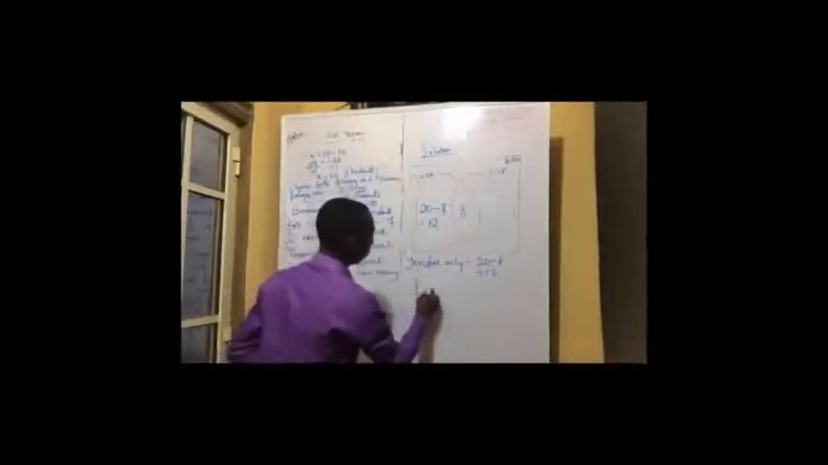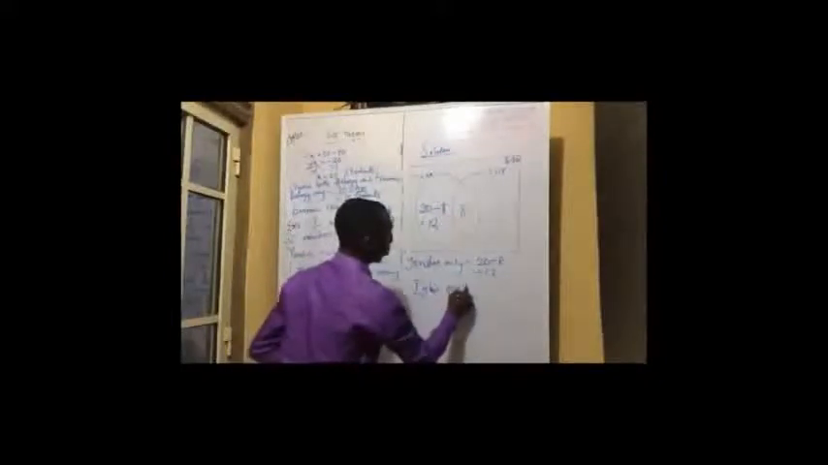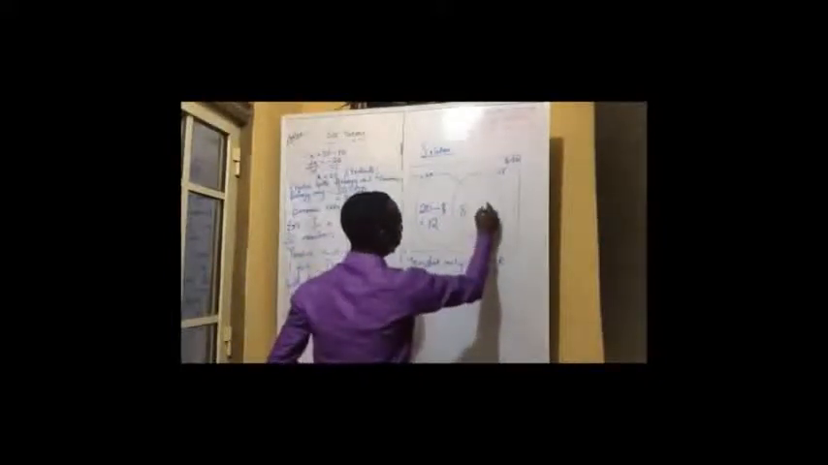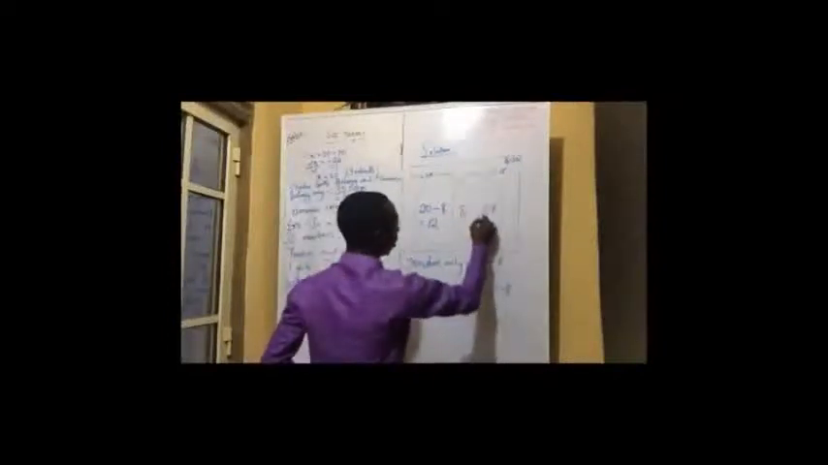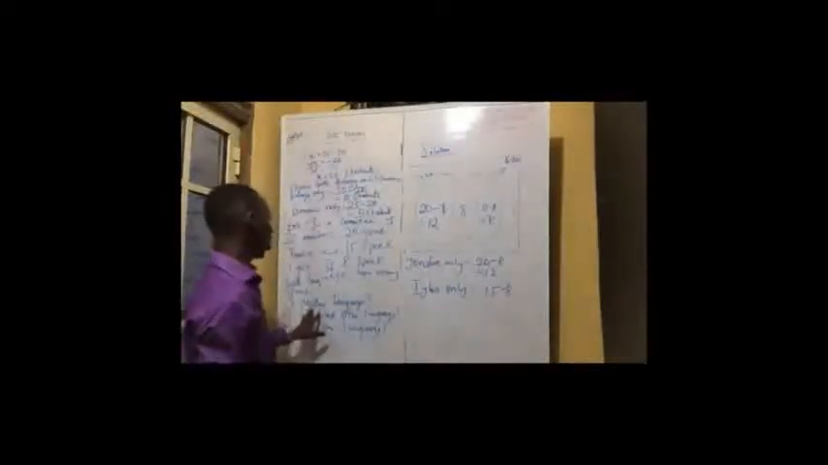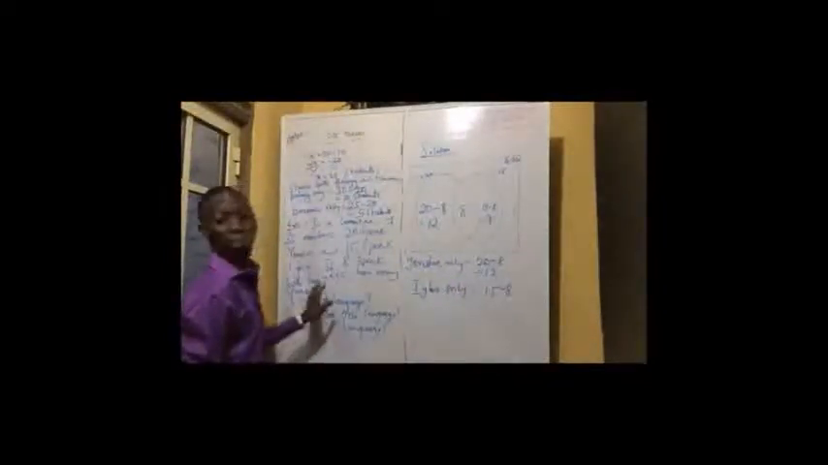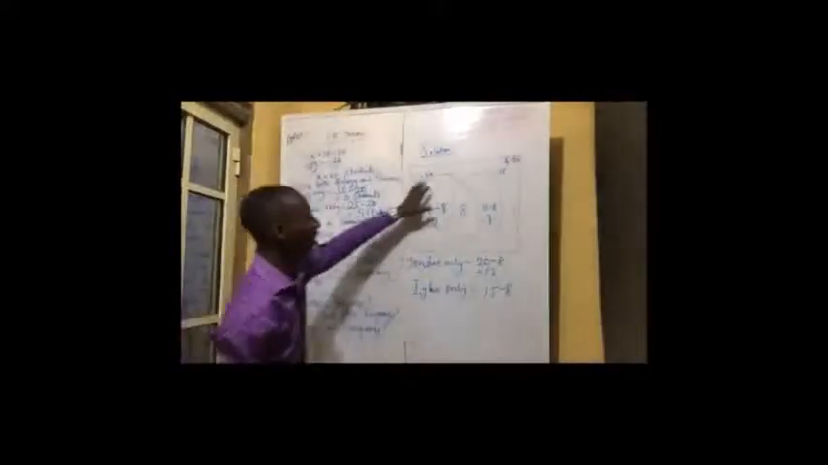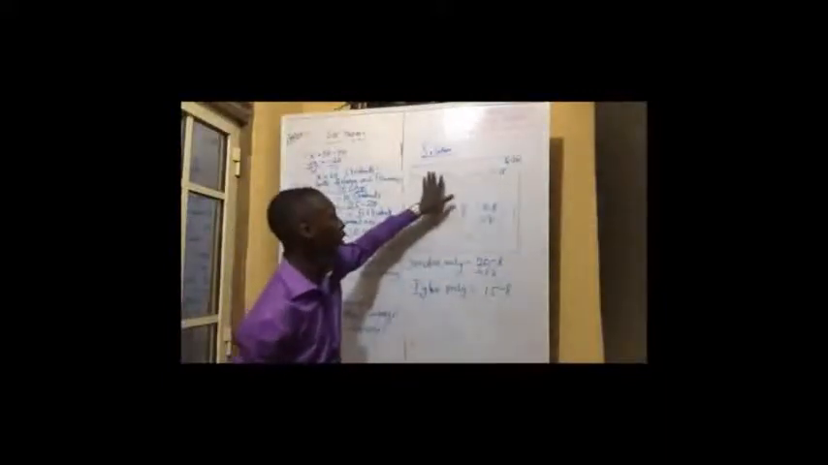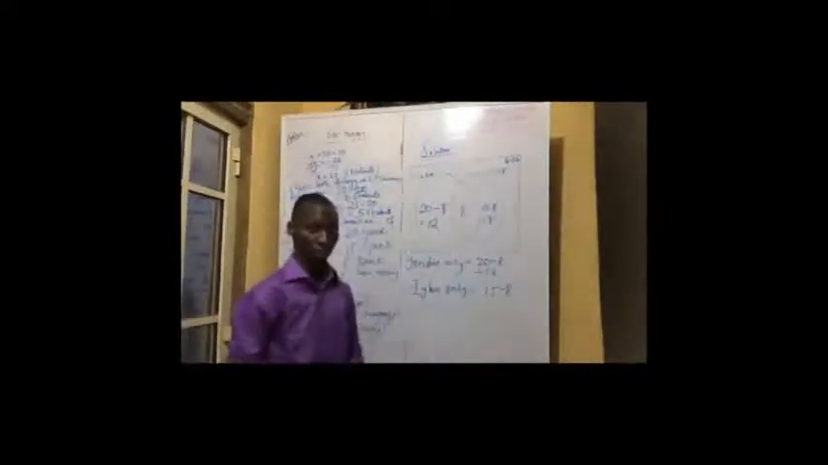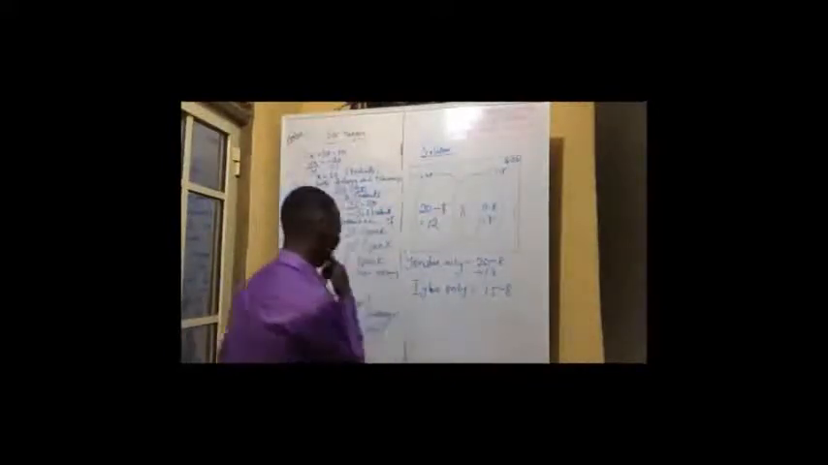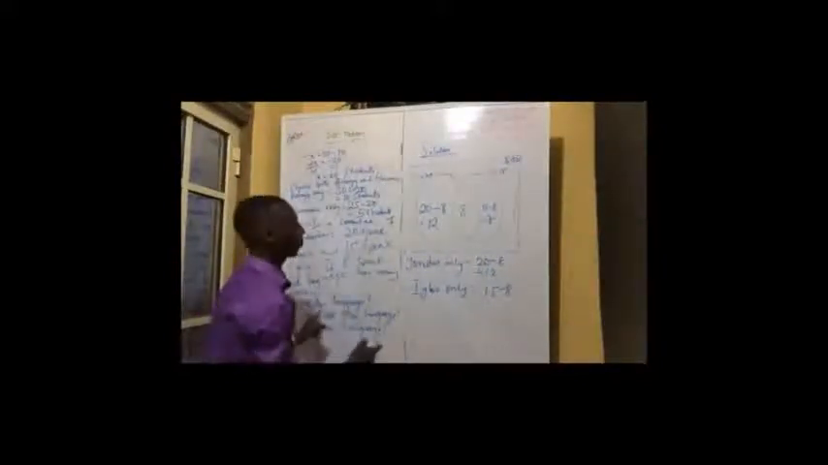Then Igbo only. That will be what? 15 minus 8. Isn't it? That gives you what? A 7. I hope that is clear. Now let's find the number of students that does not speak both languages. Out of this class, we will still have some people that will not speak Yoruba and will not speak Igbo. They are neutral people. So now, let's find the number of people that speak neither language.